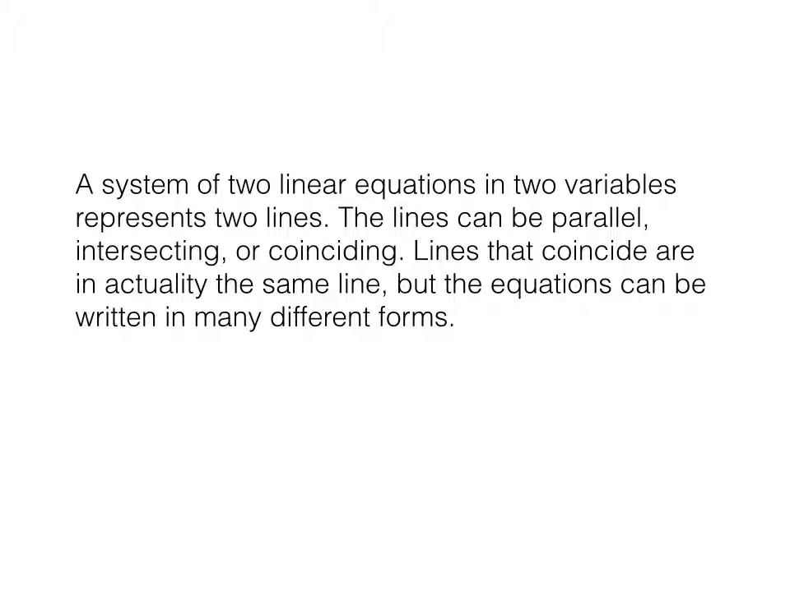A system of two linear equations in two variables represents two lines. The lines can be parallel, intersecting, or coinciding. Lines that coincide are in actuality the same line, but the equations can be written in many different forms.